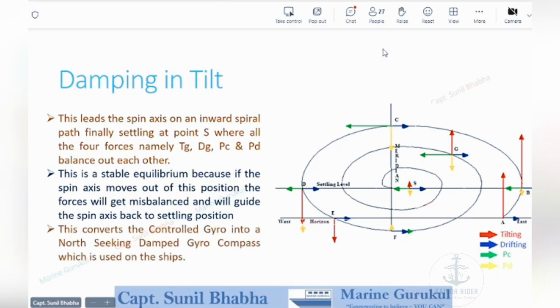So this basically converts the gravity controlled gyro into a north-seeking damped gyro compass, which we can now use on ships as a direction finding instrument.